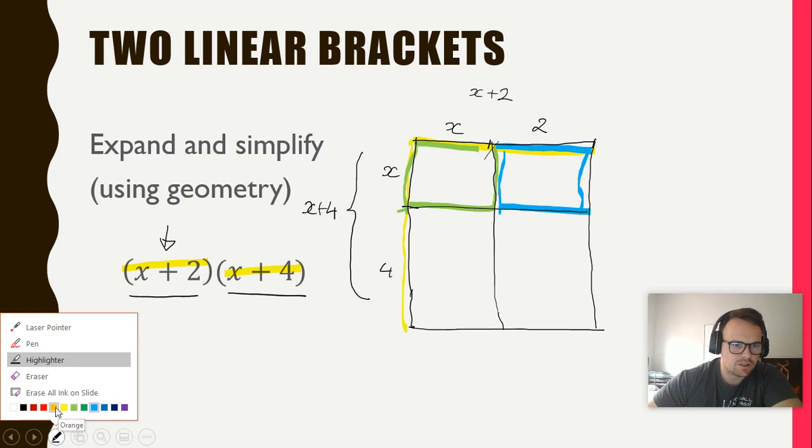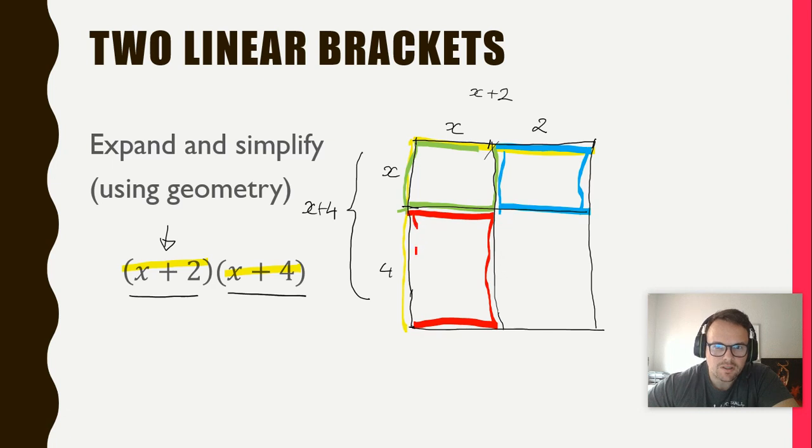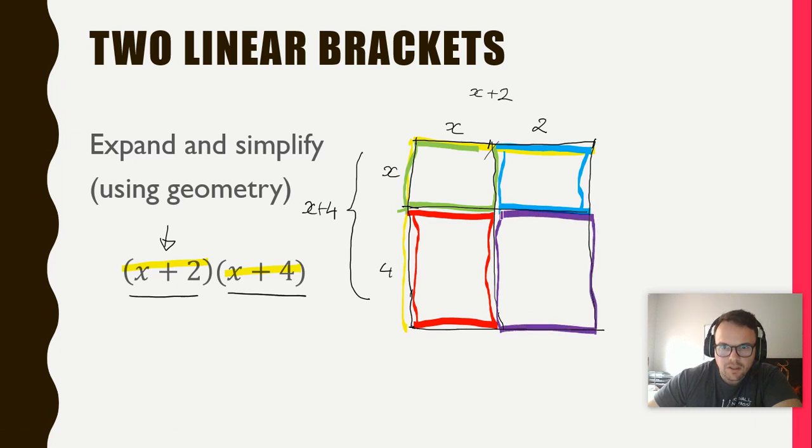We've used green, yellow, let's use red. Then plus this area here. Plus that rectangle, which is x by 4. And then the last one, let's use purple for this one, 4 by 2. There we go.